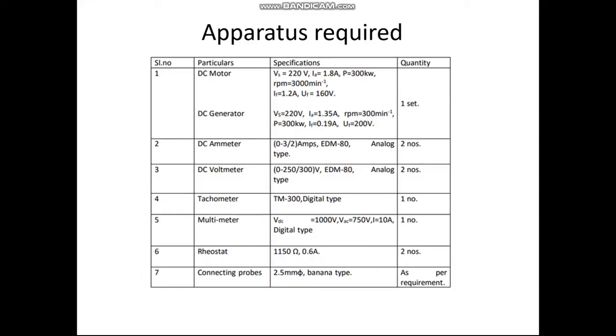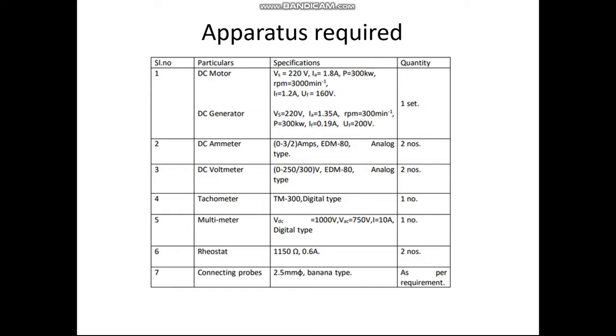Apparatus required. For the DC motor, voltage supply is equal to 220 volt, armature current is equal to 1.8 ampere, power is equal to 300 kilowatt, RPM is equal to 3000 per minute, field current is equal to 0.12 ampere, field voltage is equal to 160 volt. For the DC generator we have voltage supply 220 volt, armature current 1.35 ampere, power is equal to 300 kilowatt, RPM is equal to 3000 per minute, field current is equal to 0.19 ampere, field voltage is equal to 200 volt.